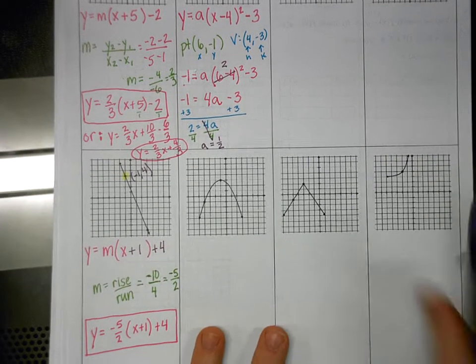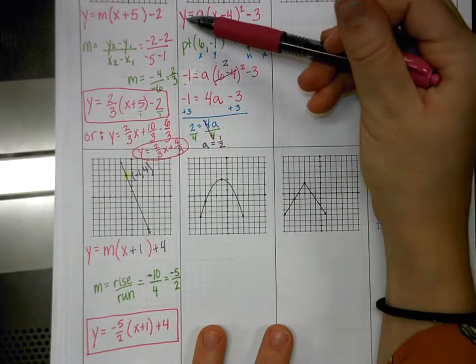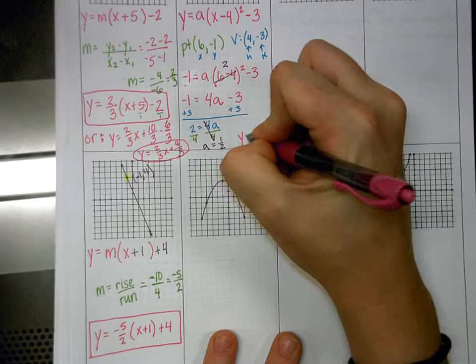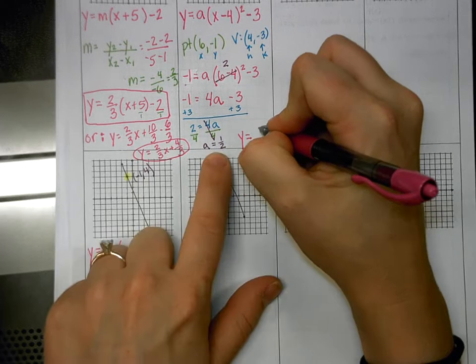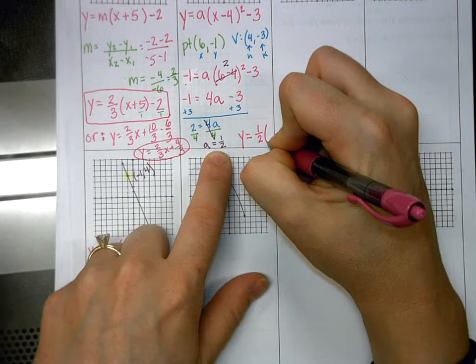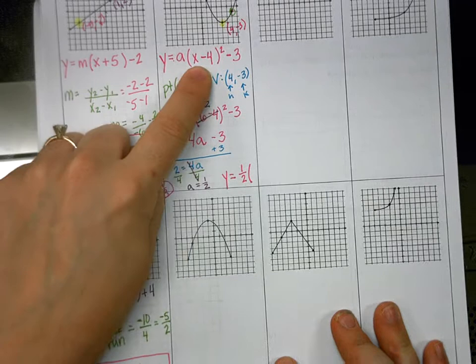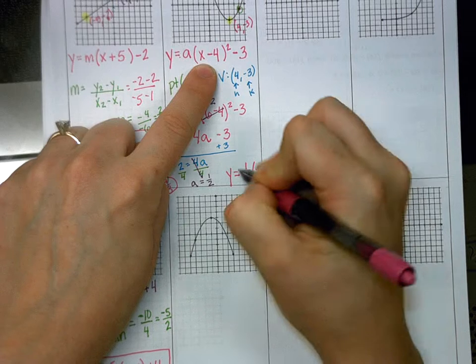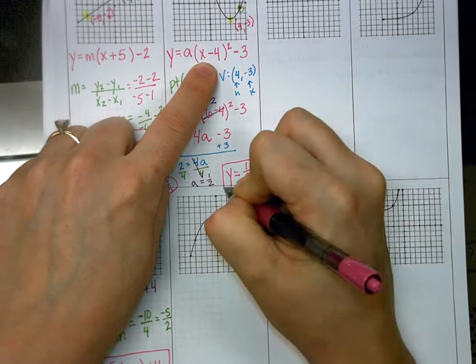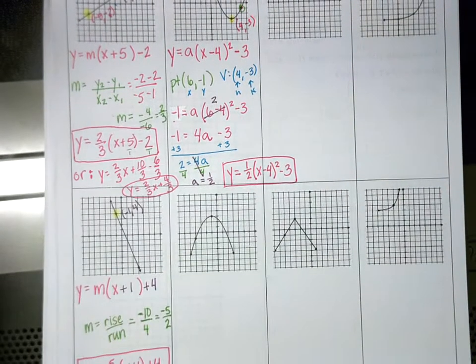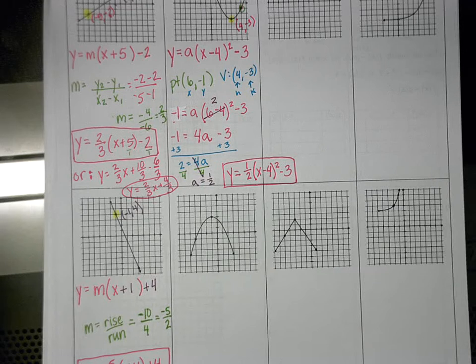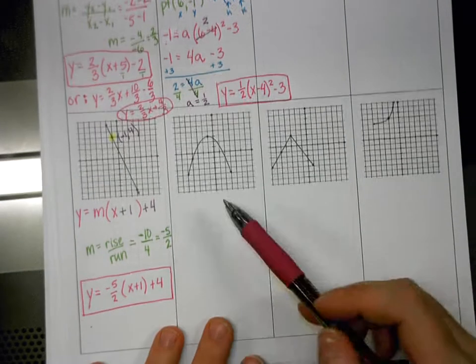So now I'm going to write my equation out. Remember, we're going to go back to using x and y so it can represent every point on the graph. So we have y equals my a value of 1/2, and then the rest of what we plugged in for our vertex should be the same. X minus 4 squared minus 3. Okay, go ahead and try the next quadratic one on your own.